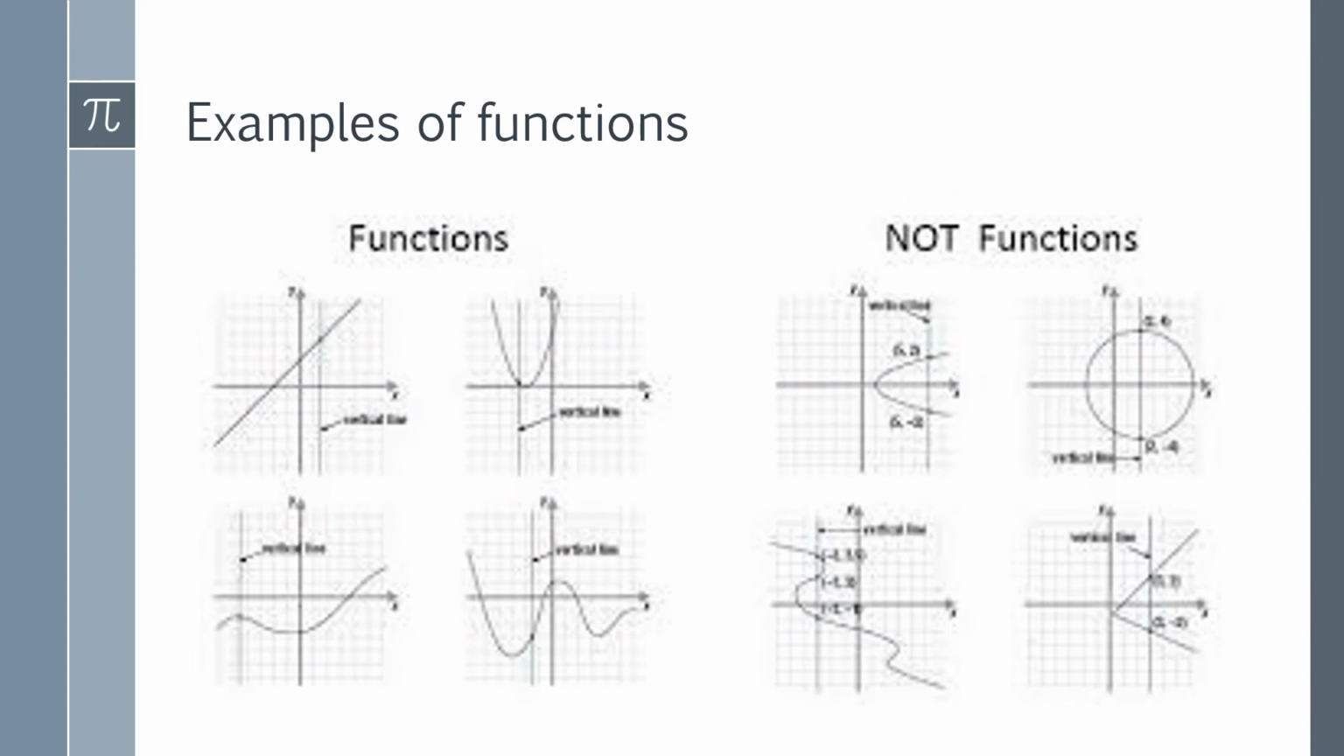So remember we talked about if a vertical line intersects the graph in more than one point, it is not a function. So these are some examples of functions and not functions, and we can determine that by the vertical line test.